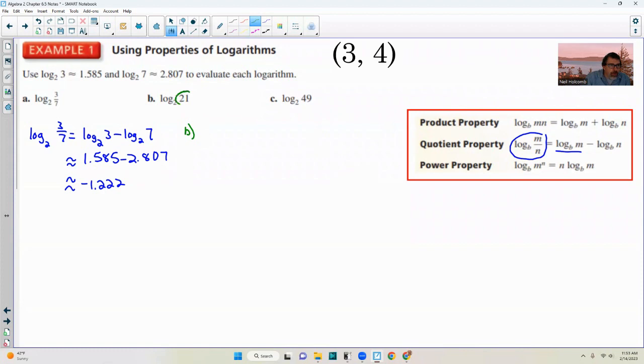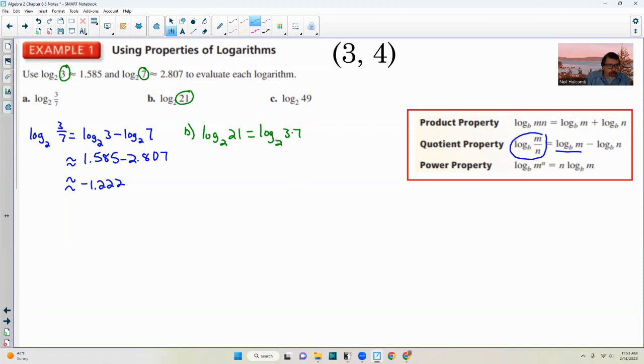Well, what is 21 with respect to 7 and 3? Well, the log base 2 of 21 equals the log base 2 of 3 times 7, isn't it? Isn't 21 3 times 7? And these are the values they gave us. So that's what you have to do. You have to look up here. And if these are factors of 21, then we can use them as the product.